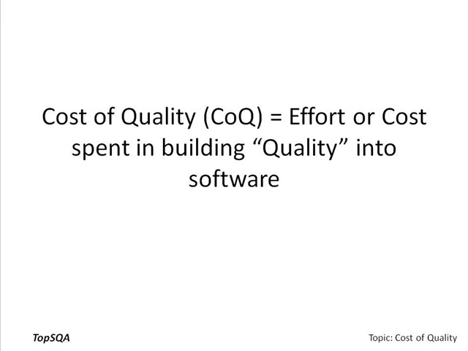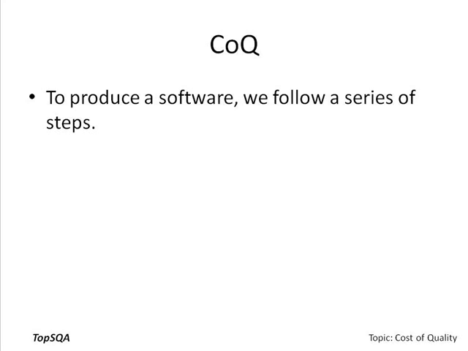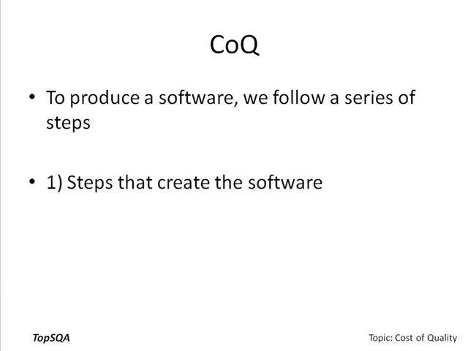Any software is a series of steps, right? Hopefully, we follow a series of steps. It doesn't really matter what model we use here. It's not a question of whether it's waterfall or agile or whatever, but there will be a series of steps. Some of those steps create the software, so these add functionality to the software, and some of the steps really reduce or remove defects in the software, right?